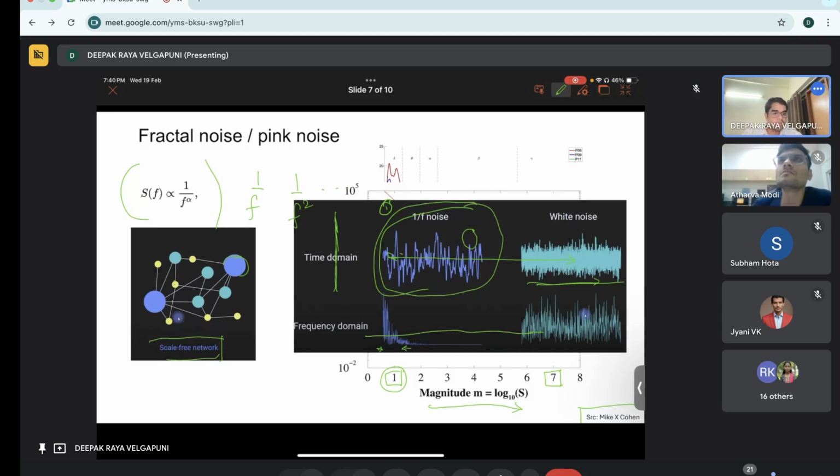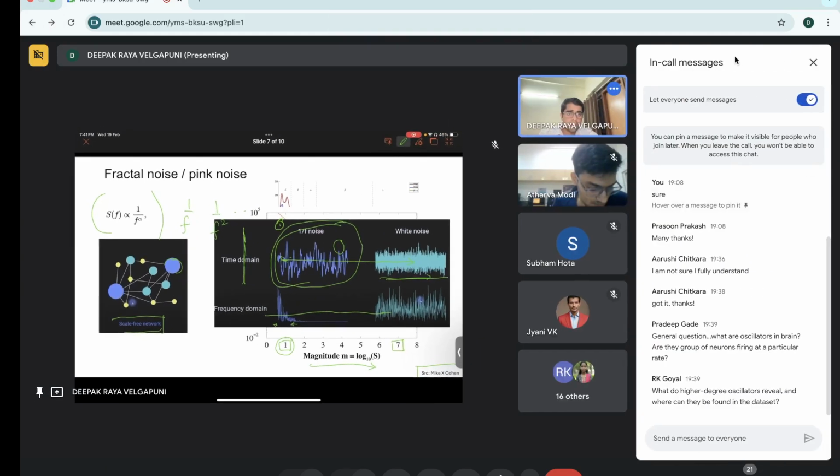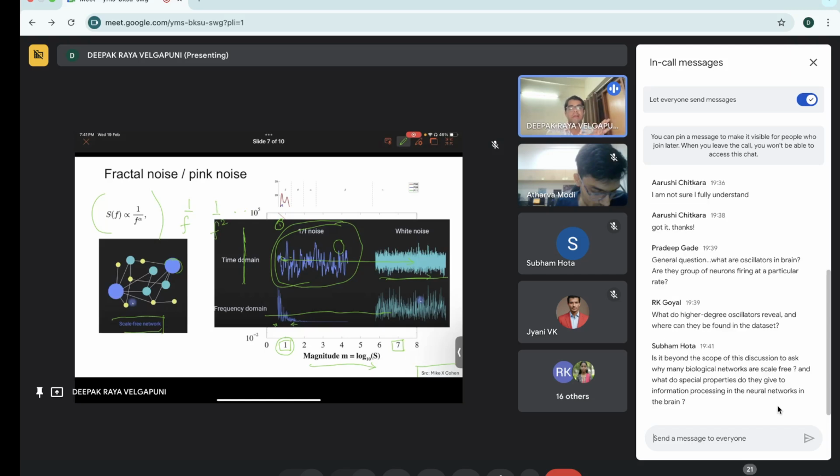Can I see the question? Just give me a minute. So what do the higher degree oscillators reveal? In the data set, you just have to plot the spectrum and see how the spectral content is. But if your interest is in gamma frequencies, it is always good to normalize, basically to remove this 1/f noise, and only then can you see a clear picture of what is happening in higher frequencies.